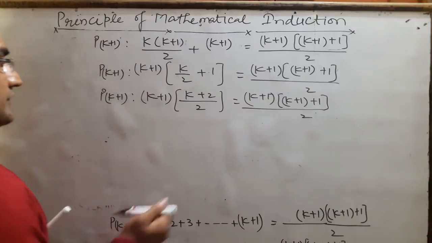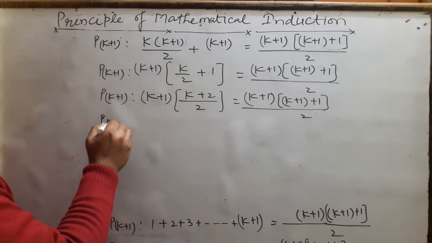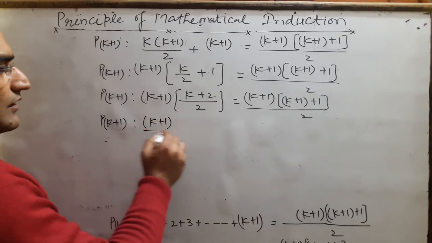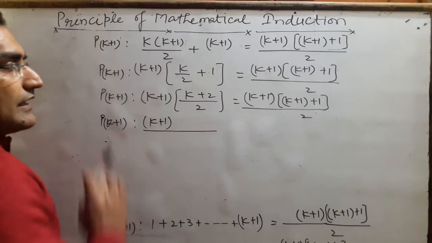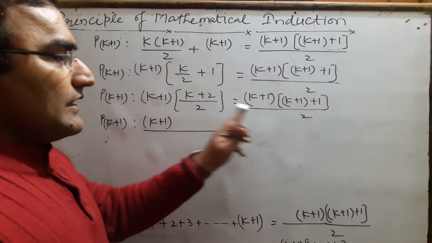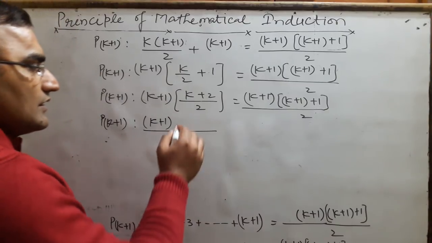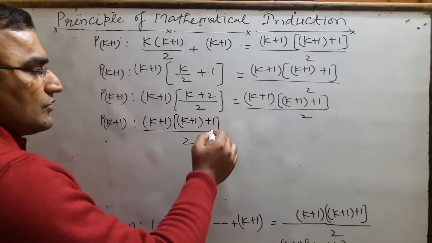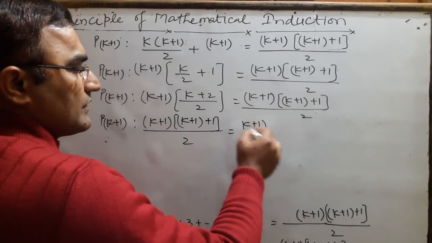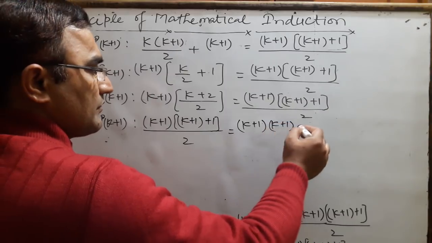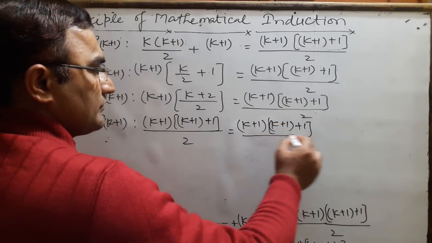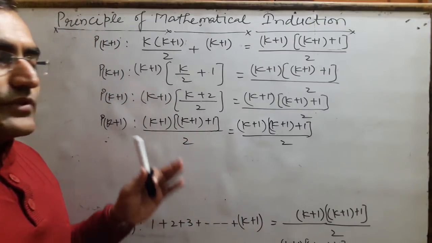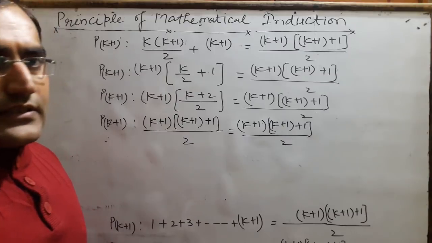Okay, Pk plus 1 such that k plus 1 upon 2. Write k plus 2 in the form of k plus 1 plus 1. K plus 1 plus 1 upon 2 is equal to k plus 1 into k plus 1 plus 1 upon 2. LHS is equal to RHS with the help of equation number 1 of step 2.